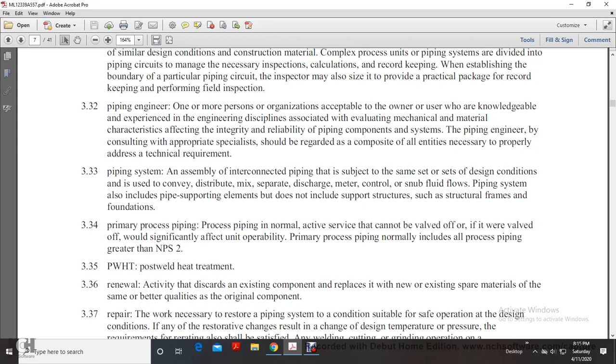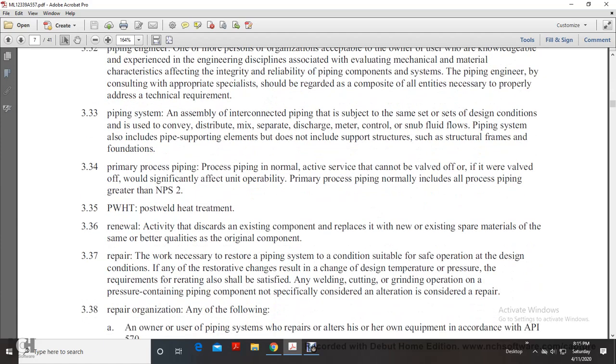Piping system: an assembly of interconnected piping subject to the same set of design conditions, used to convey, distribute, mix, separate, discharge, meter, control, or snub fluid flows. A piping system also includes pipe support elements but does not include support structures such as structural frames and foundations.